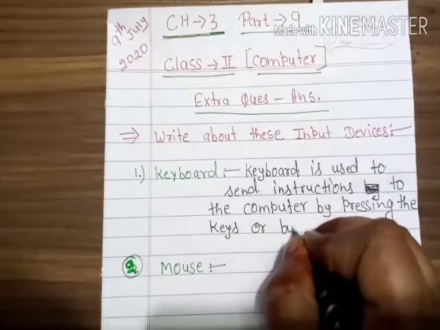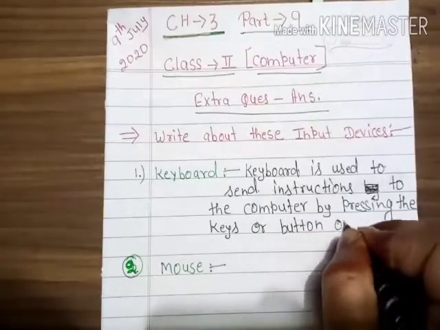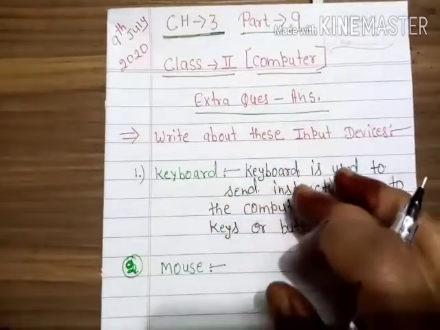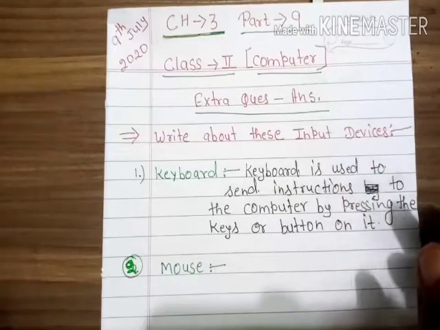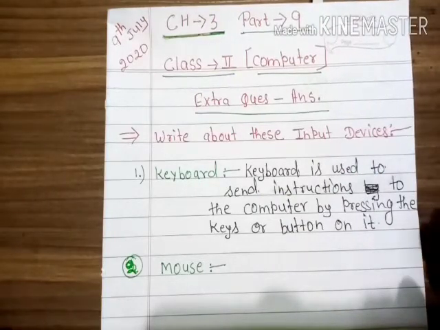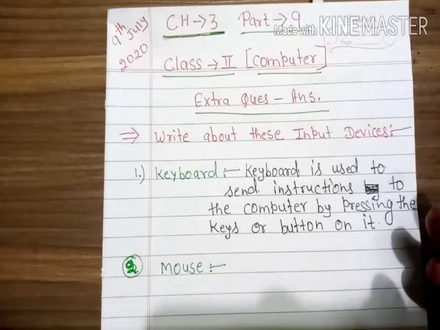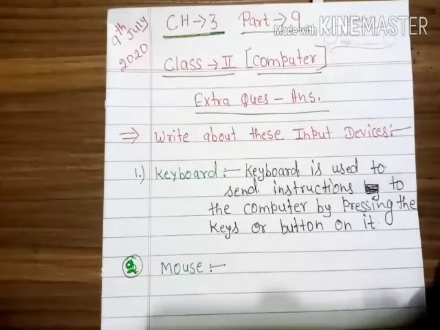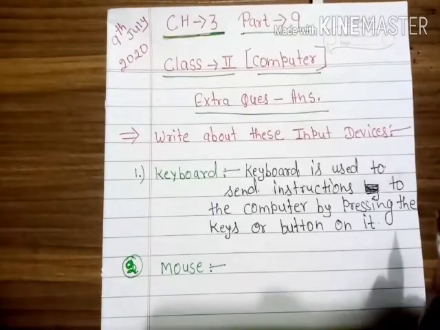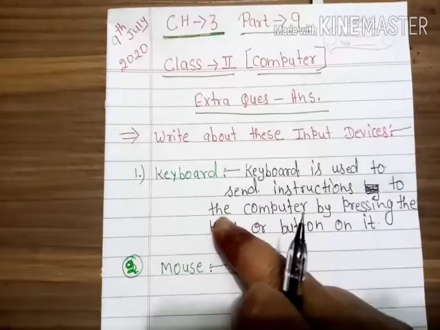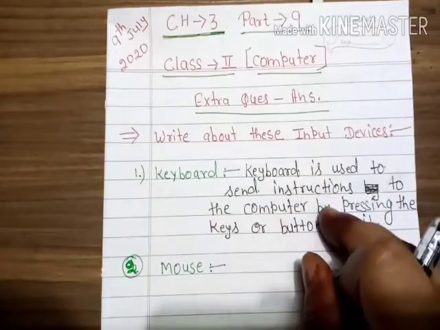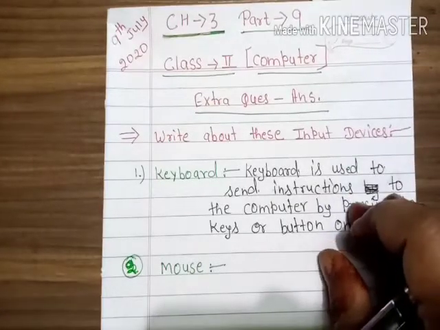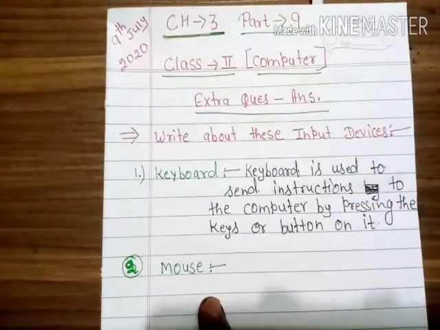All of you know that keyboard has different keys, and each key has its own unique work, you can type with the help of those keys. When you press those keys, you are able to type on the computer. So with the help of keyboard, we can send instructions to the computer by pressing the keys on the keyboard. The next input device is mouse.